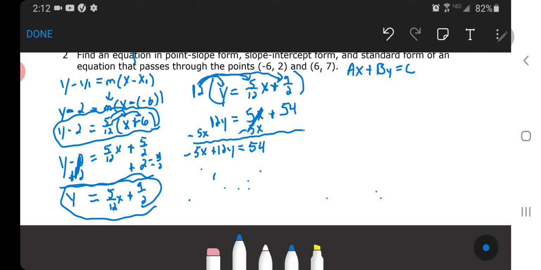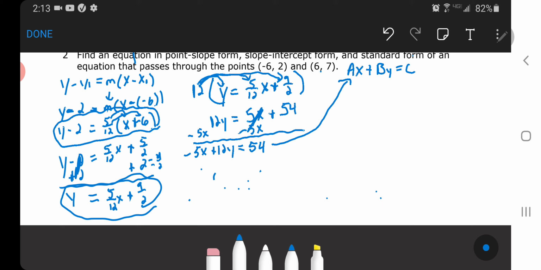Okay, it does look like this format, but let's remember one rule. All of our values are integers, because negative 5, 12, and 54 are integers. The problem is our a is not greater than or equal to 0. It is actually less than. So we have to change this negative 5 to make it greater.